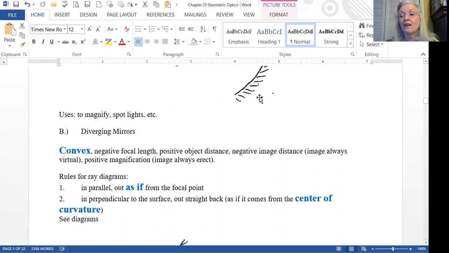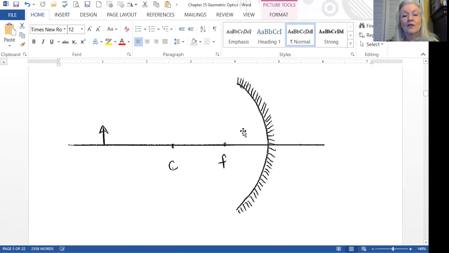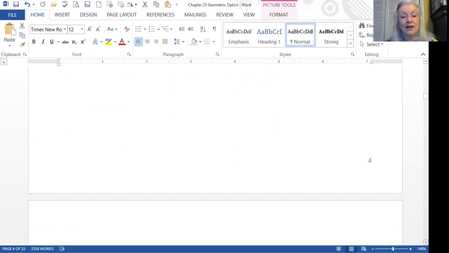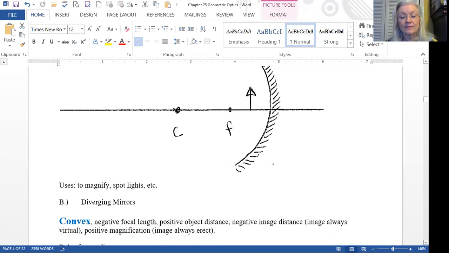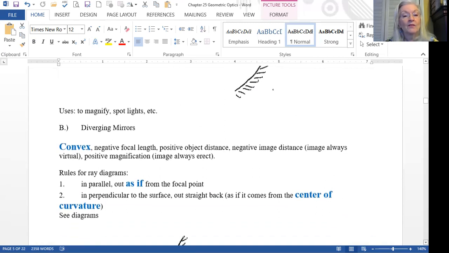Spotlights use these kind of mirrored surfaces. If we examine them, in a spotlight, if you put the light at the focal point, it comes in from the focal point and then out parallel. So any light that originates at the focal point will hit the mirror and come out parallel to that central axis. And that's what we want our spotlight to do, have a narrow beam of light. So again, we'll draw the rays that go with these diagrams in class, and we'll have some more to practice in lab.